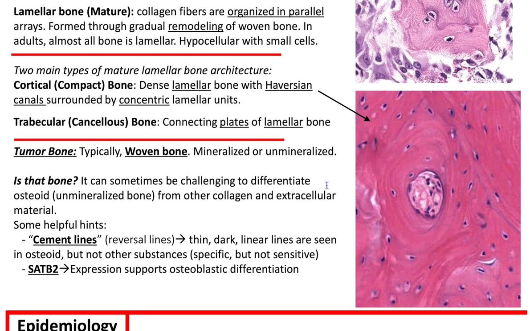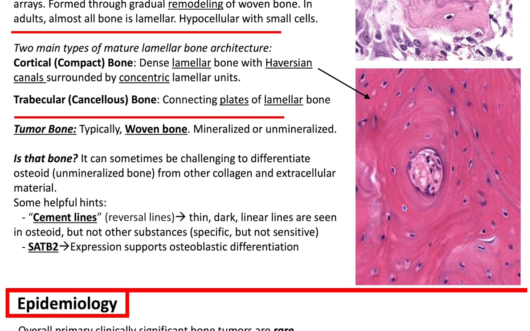Now, within lamellar mature bone, you can have two types of architecture: the cortical bone or compact bone. This is dense lamellar bone with Haversian canals. Remind you of MS1, anyone? Surrounded by concentric lamellar units. And then you have trabecular bone or cancellous bone. These are connecting plates of lamellar bone.